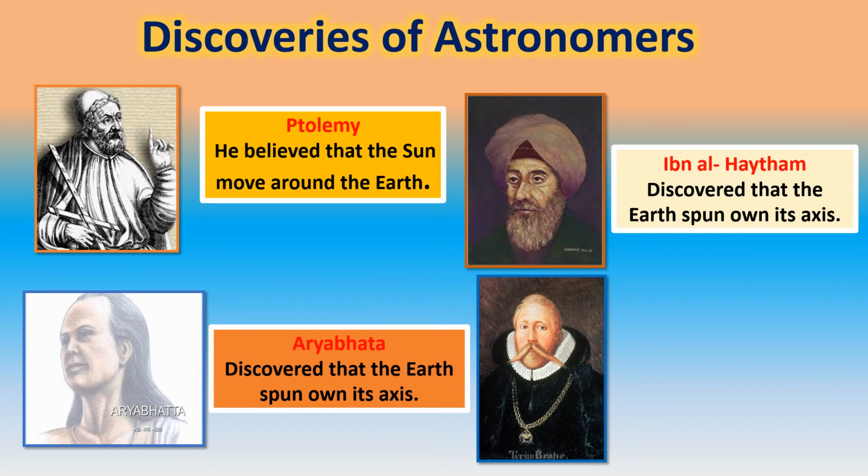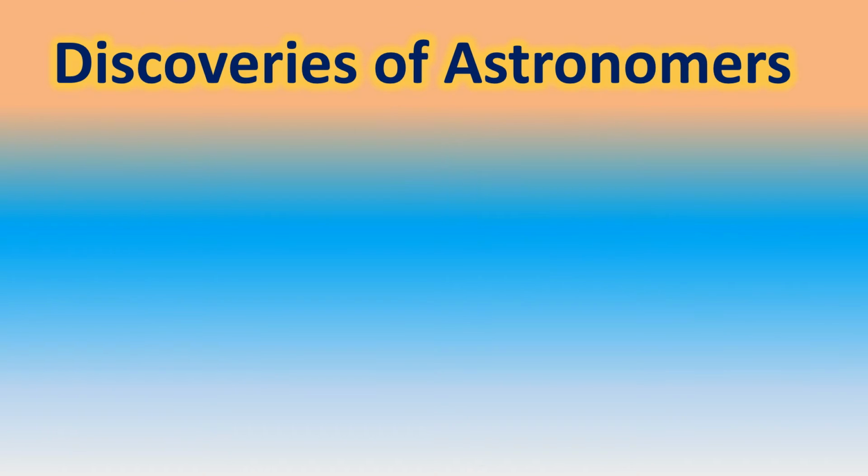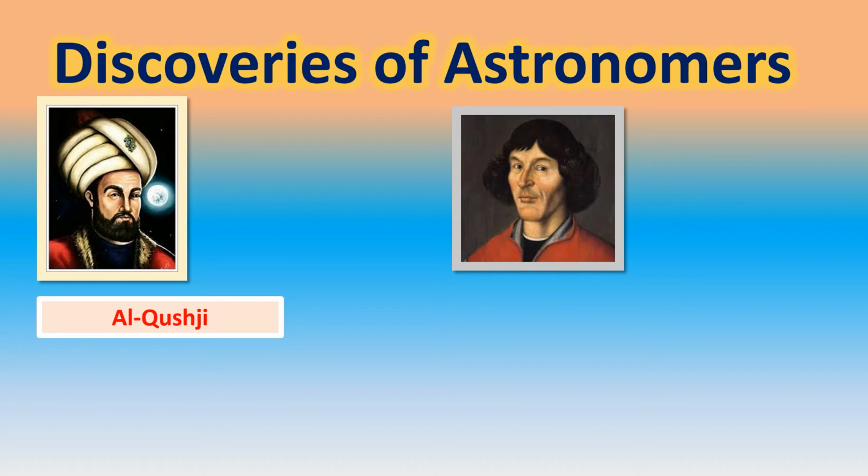Another astronomer, in the early 11th century, the Arab scientist Ibn al-Haytham made observations and calculations that questioned the idea of the earth-centered universe. By the 15th century, scholars like Al-Kushi had found more evidence that the earth moved around the sun. And in 1514, the Polish astronomer Nicolas Copernicus also put forward this theory, but many people did not want to believe him.